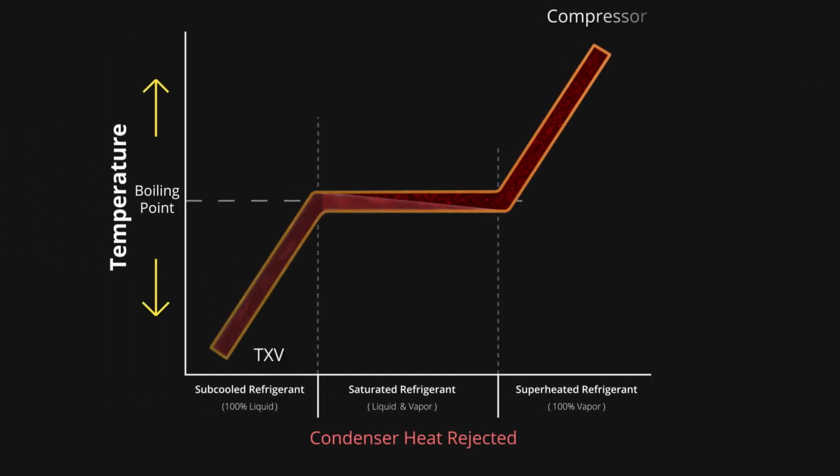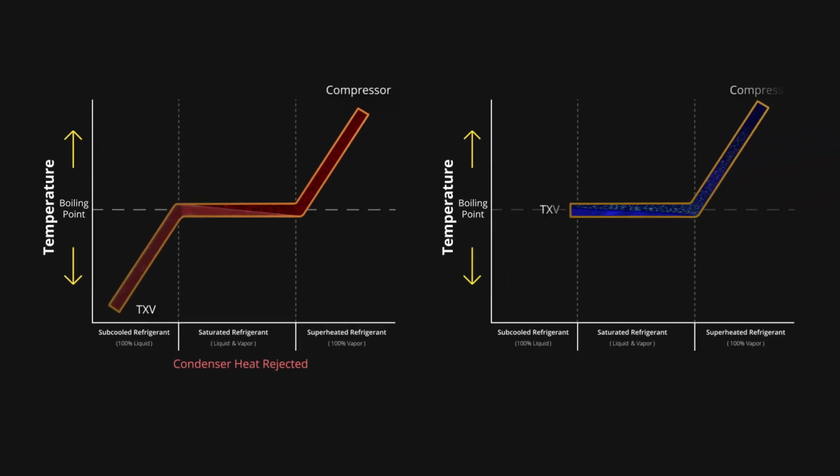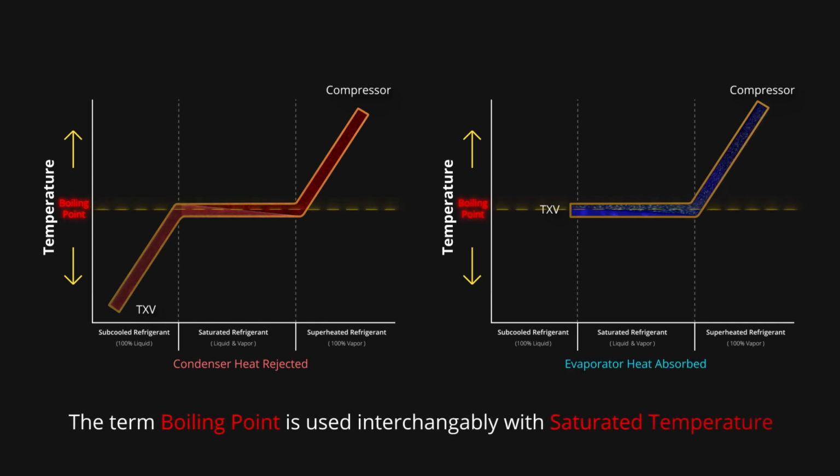When heat is rejected, the vapor will condense into a liquid and not change temperature. When heat is absorbed, the liquid refrigerant will boil to a vapor and not change temperature. Boiling point is used interchangeably with saturated temperature.